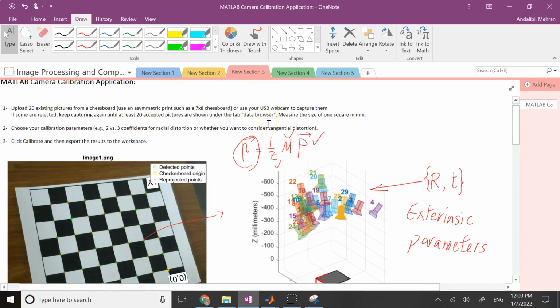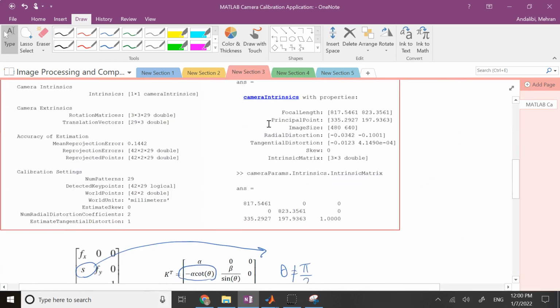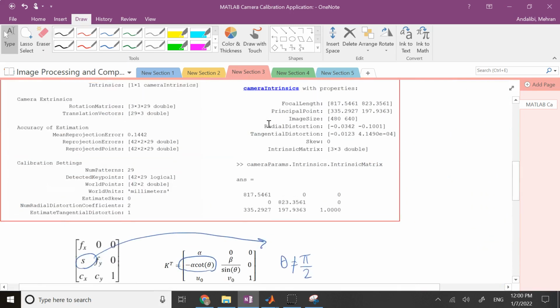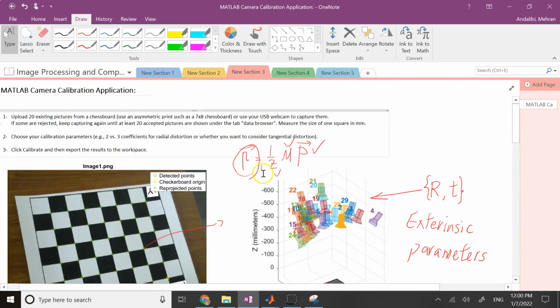So hopefully this was useful to you, how to do the calibration, what's the meaning of calibration, how to see the code of it and everything in MATLAB.